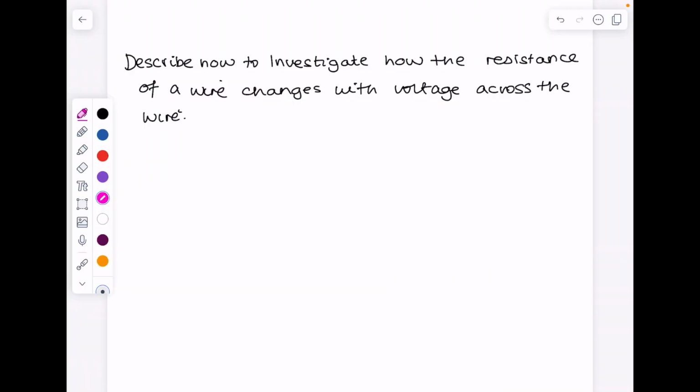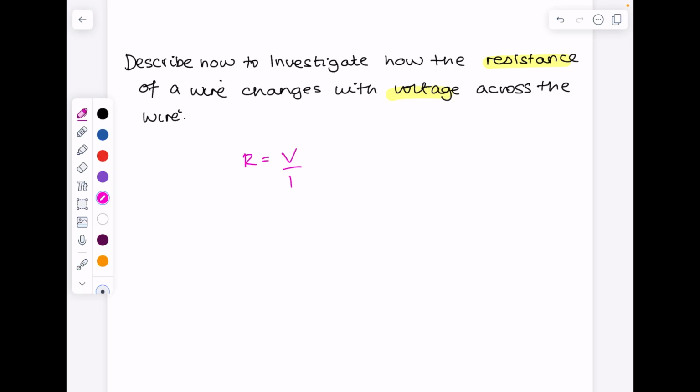In this required practical, we're asked to describe how to investigate how the resistance of a wire changes with the voltage across the wire. So we have a voltage value, a resistance value. We're being asked about resistance, so we need to use this equation, which is resistance equals voltage divided by current. So we can clearly see that if we determine both the voltage and the current of our wire, we'll be able to work out the resistance of that wire.